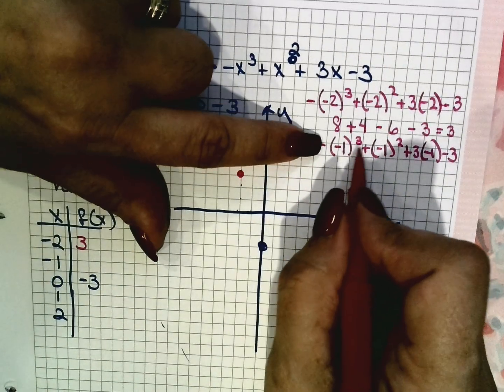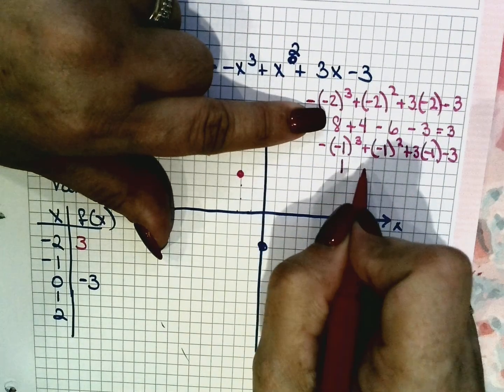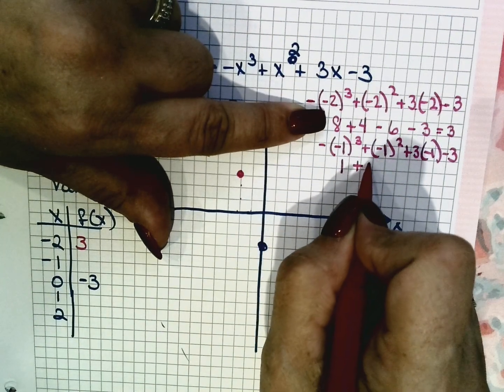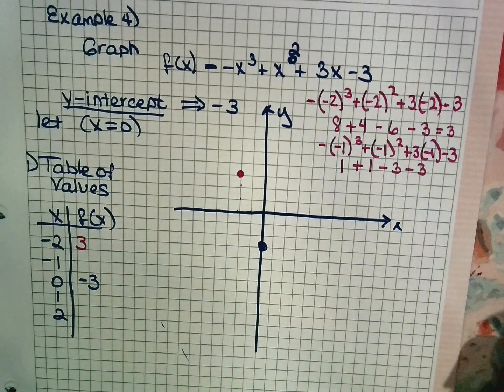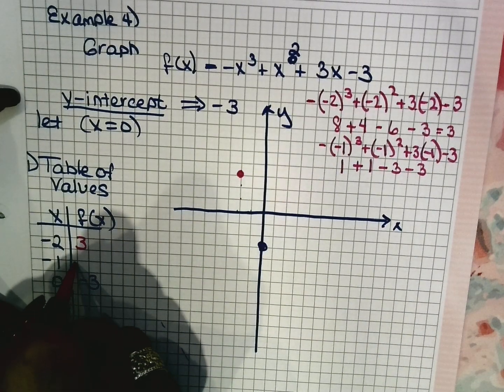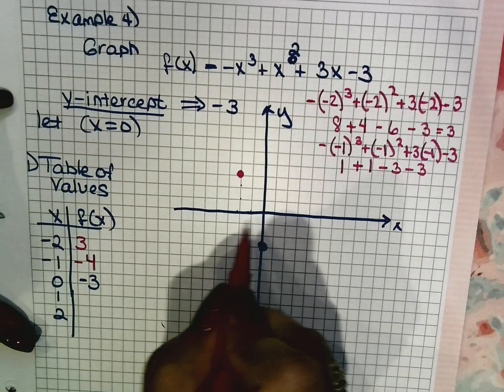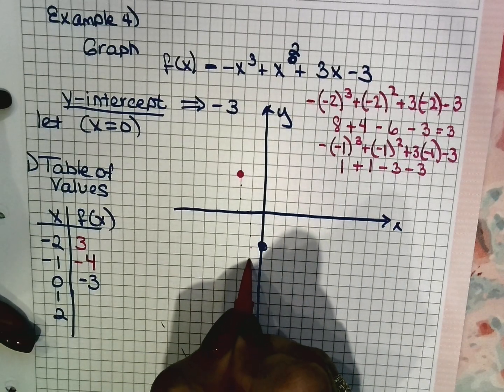Negative 1 to the third, that is also negative 1, but we have a negative of a negative 1, which will make it a positive. Negative 1 squared is positive 1. This will be minus 3, minus 3. 1 plus 1 is 2. 2 minus 3 is negative 1. Negative 1 minus 3 is negative 4. So at negative 1, I'm at negative 4.